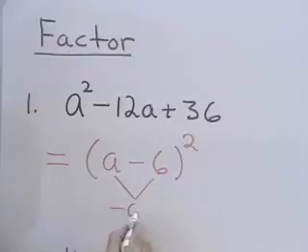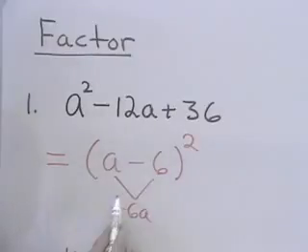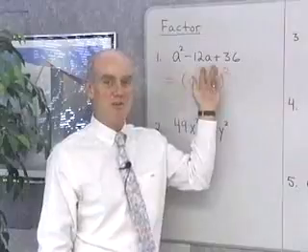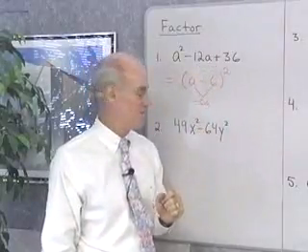Multiply these two together, that's negative 6a, doubled is negative 12a. So remember, the middle term comes from doubling the product of these two terms right here. So a squared minus 12a plus 36 does in fact factor into the square of a minus 6.